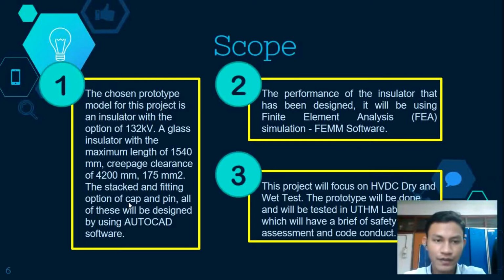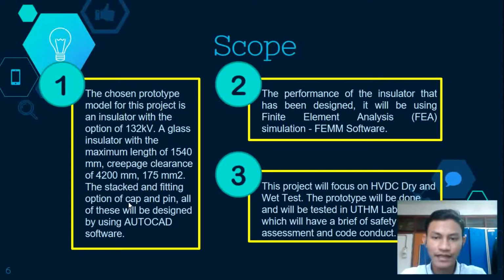Now the scope. The first scope is we use an insulator with a 132 kilovolt rating. We use glass as the insulator. Maximum length is 1540 mm, creepage clearance 5200 mm, and 175 mm area. The stack and fitting option of cap and pin will all be designed using AutoCAD software. The second is the performance of the insulator that has been designed.